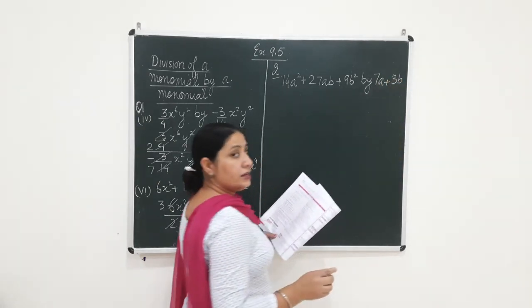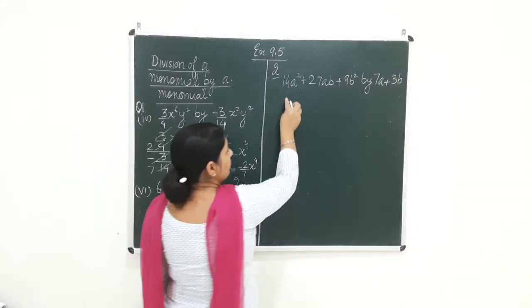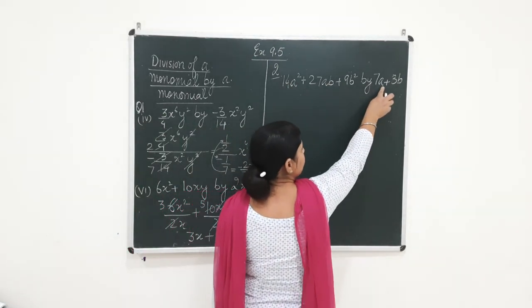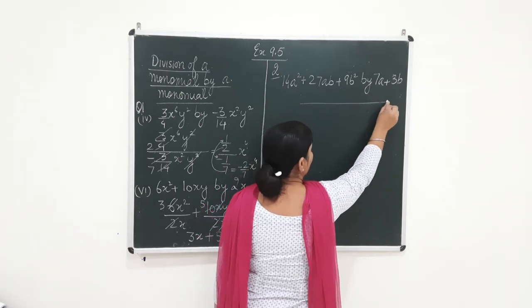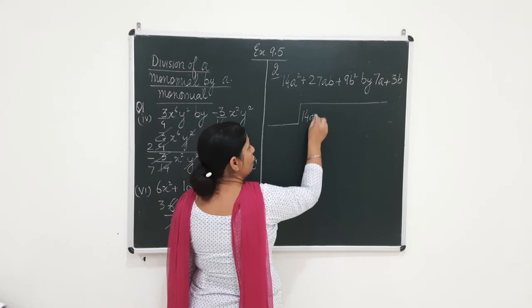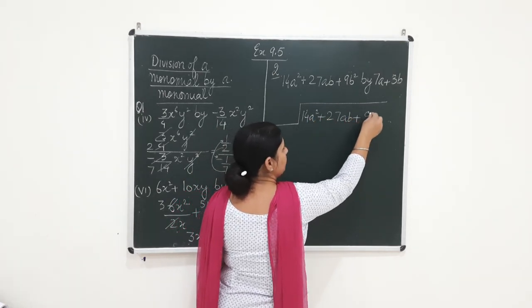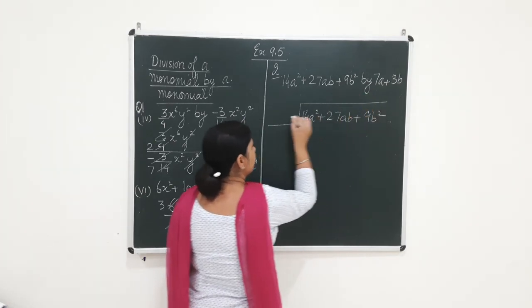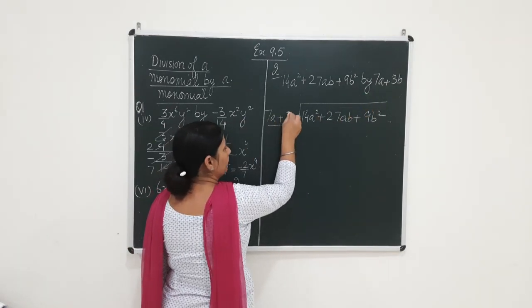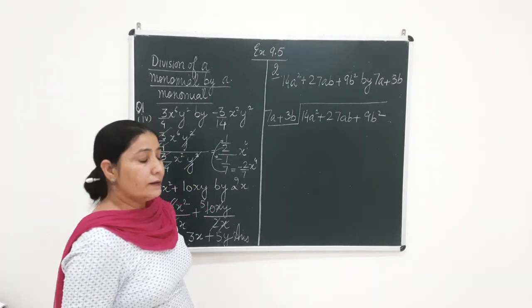Now all of you see here very carefully how we are going to do the division. See beta, this is the dividend and this is the divisor. So you know how you divide it. You keep the dividend inside, 14a square plus 27ab plus 9b square, and you will divide it with 7a plus 3b. Now you have to follow some rules beta when you have to divide.